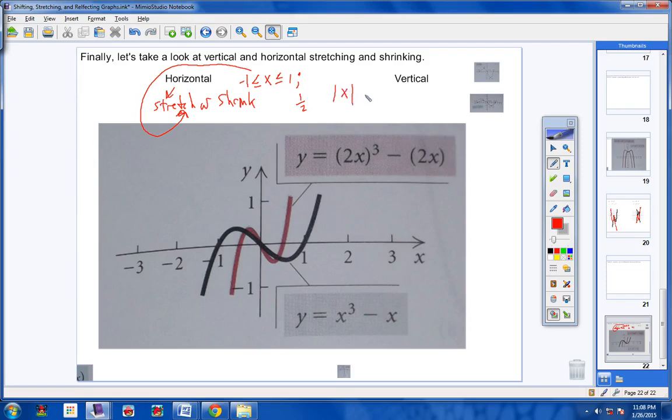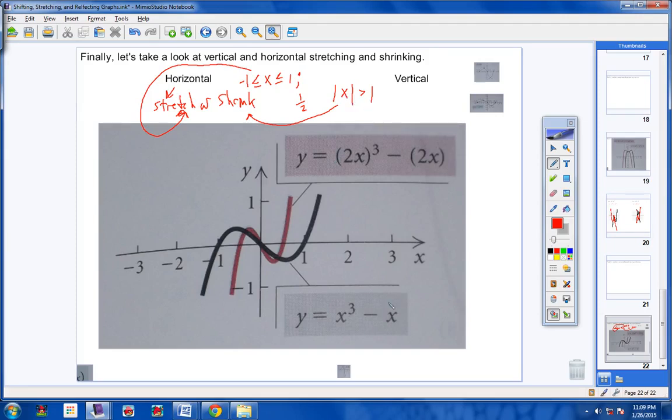Now, if the absolute value of the number is greater than 1, please make note of that. If the absolute value of the number is greater than 1, then you have a shrink. Okay, so if you put -5 in there, it's really 5, which is greater than 1. It's a shrink. So if you multiply by any number whose absolute value is greater than 1, it's going to be a shrink. Now, put a 2 in for x. Is the absolute value of 2 greater than 1? Yes, it is.